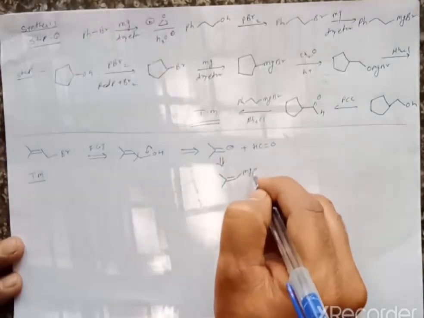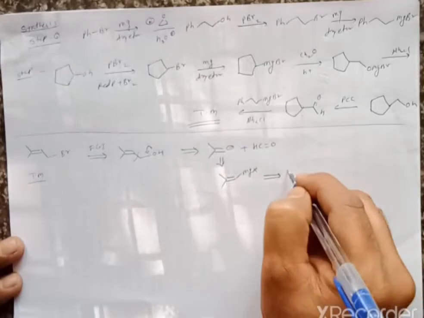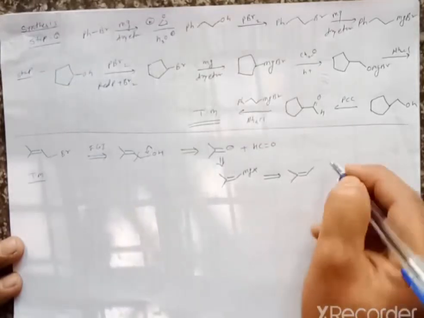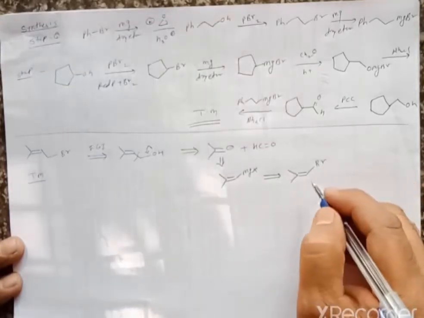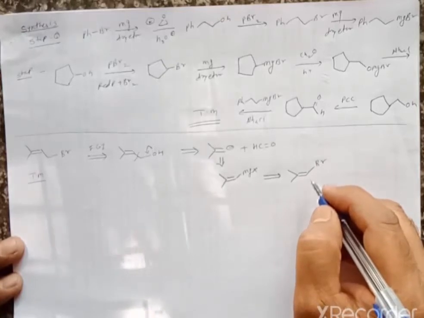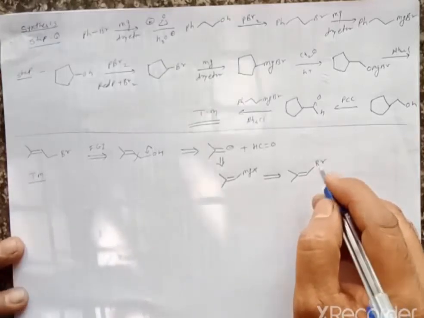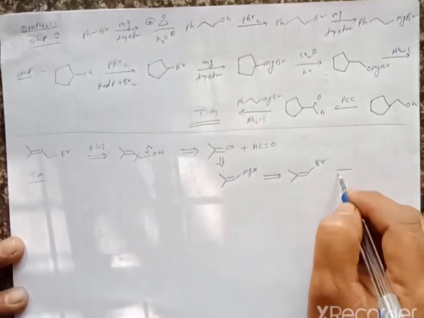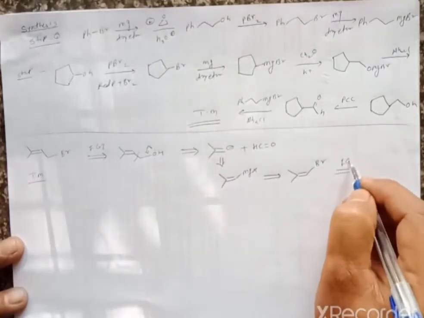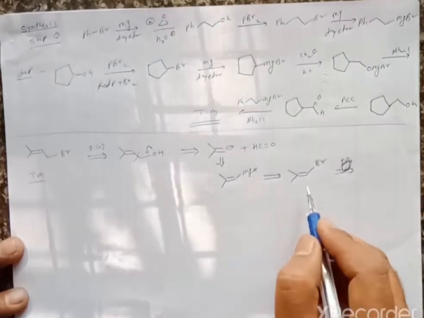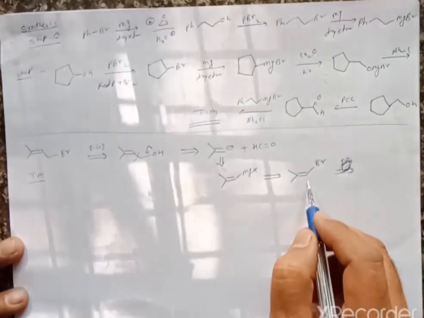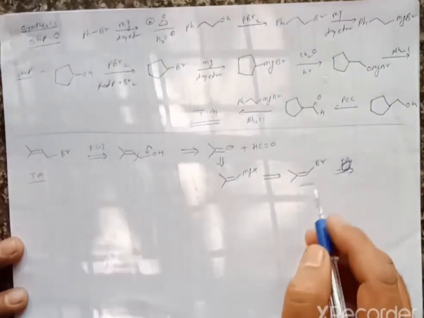This vinyl anion can be prepared from a vinyl MgX, or Grignard reagent, and this can be taken from a vinyl bromide, right? Again, the preparation of such a type of vinyl bromide is difficult. Then we can go for functional group interconversion, right? How can we go for functional group interconversion?